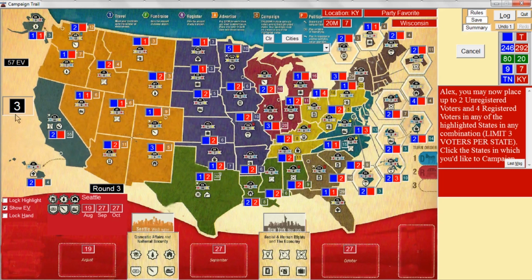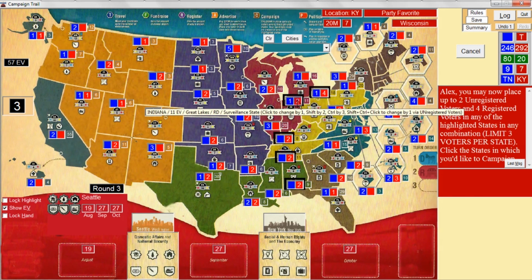And probably I want to strengthen my position in Indiana. Yeah, I'm going to place 3 voters in Indiana. And basically tell my Democratic colleague to stay clear.